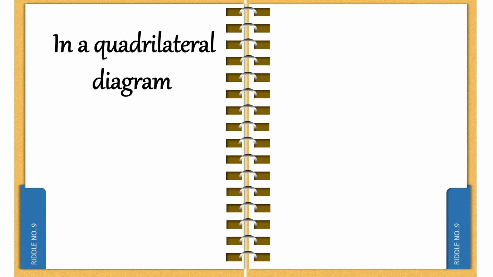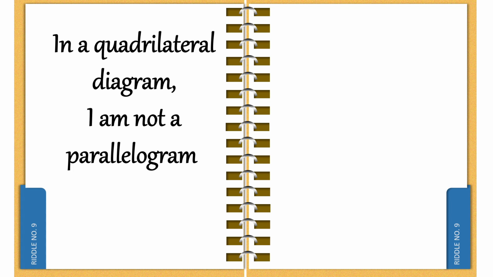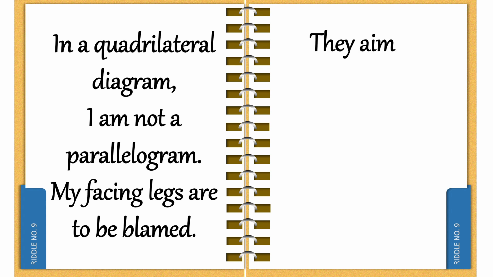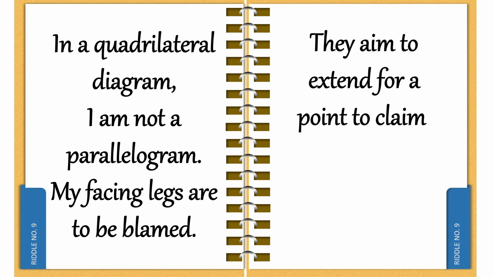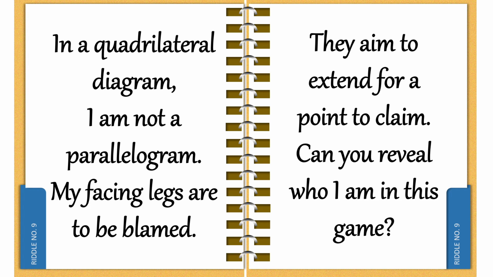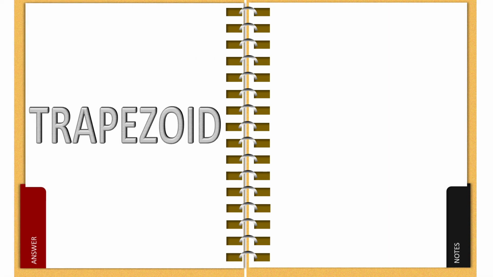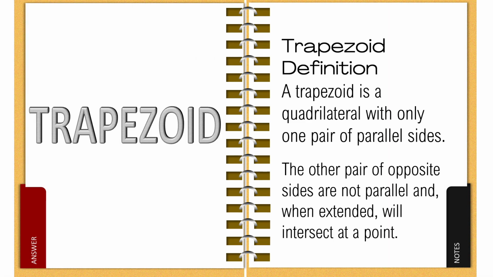In a quadrilateral diagram, I am not a parallelogram. My facing legs are to be blamed. They aim to extend for a point to claim. Can you reveal who I am in this game? Trapezoid is the correct answer. This is the definition that supports the answer to the riddle.